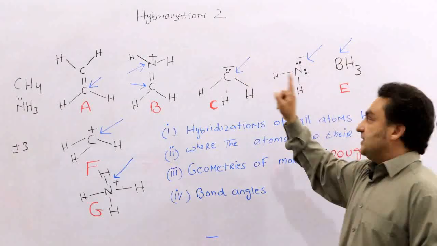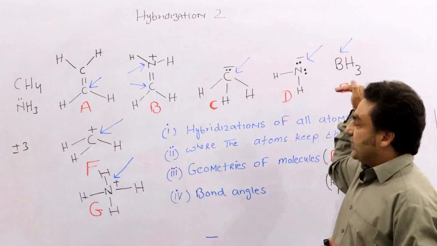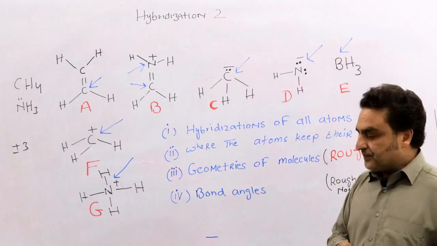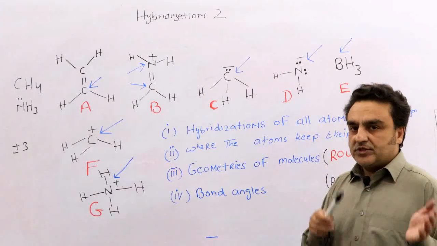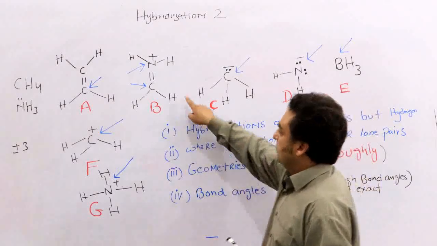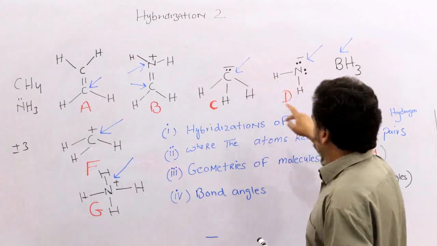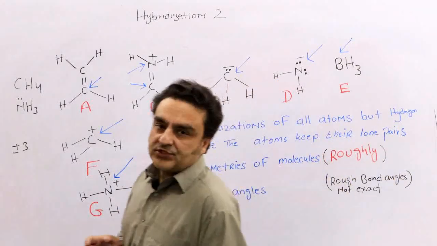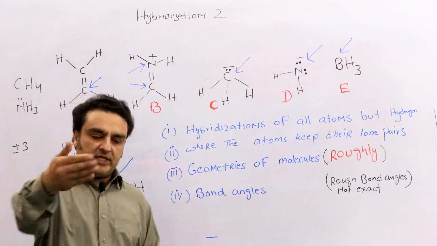I would like to know the hybridization of those carbons or those atoms to which the arrows are pointing, where they will keep their lone pairs or non-bonding electrons, what the geometries of those molecules will be, and what the angles should be between those hydrogens. So if you can answer those correctly, it is very good, or otherwise I am going to solve it for you in the next video.